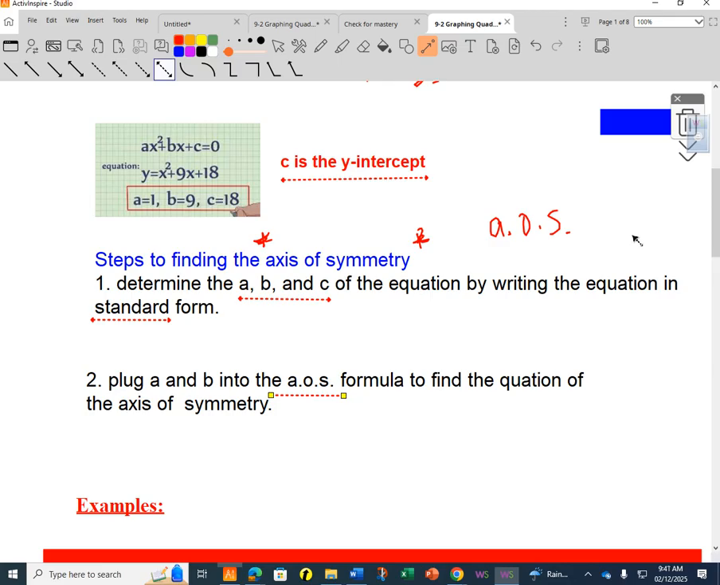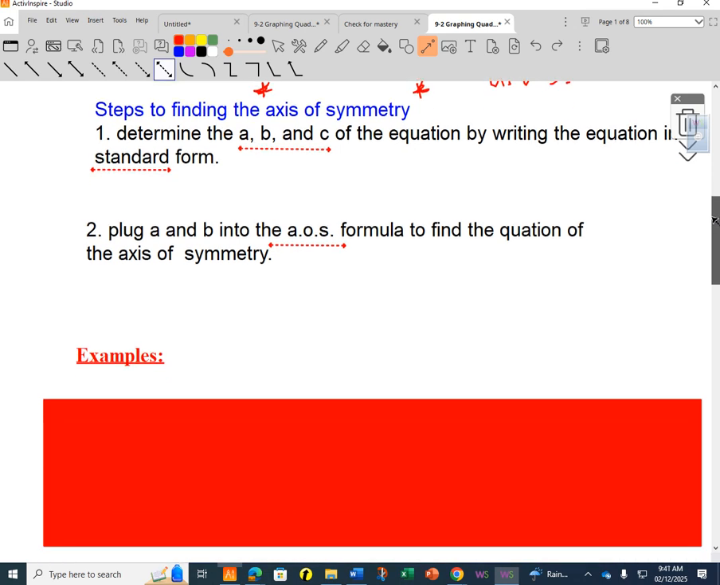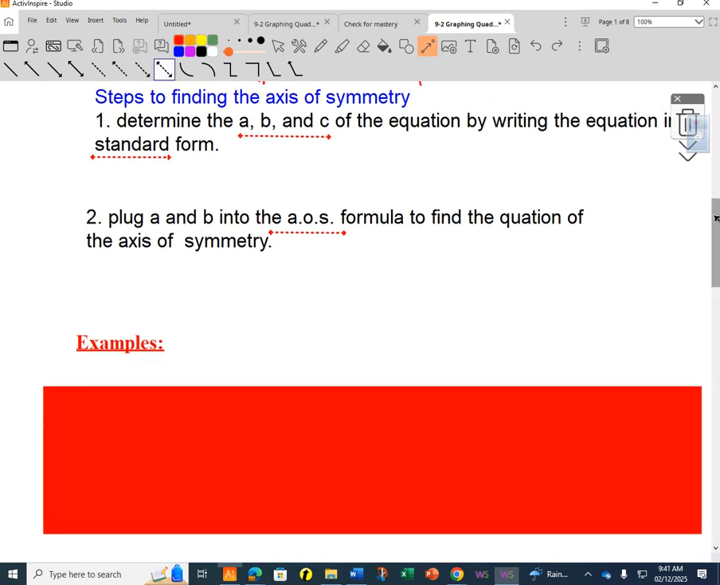And now I'm going to do a couple of examples of finding the axis of symmetry. If we find the axis of symmetry, remember, we'll know that that line is going to go through the vertex. We won't know exactly the point, but we'll know the x-coordinate of that point. We'll know it's somewhere on that imaginary line.